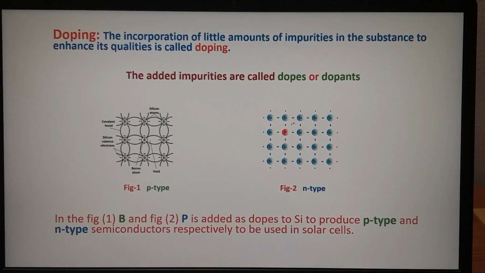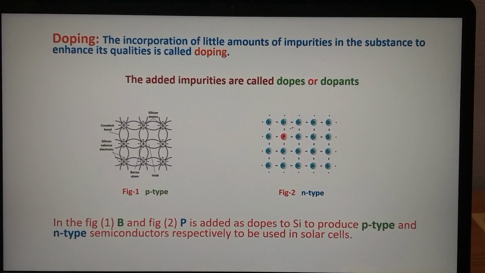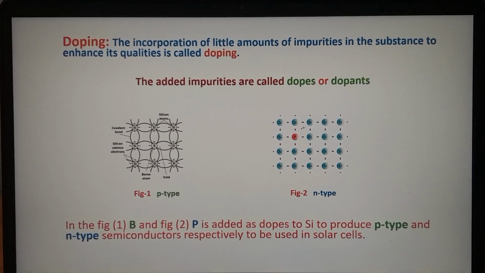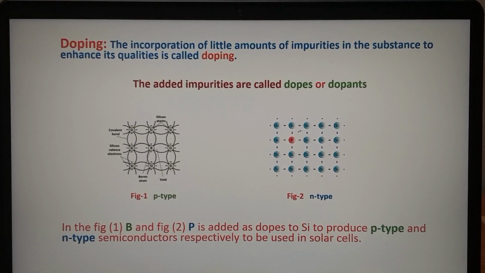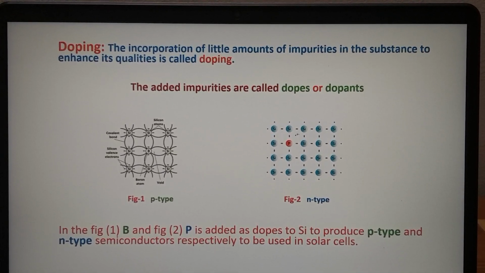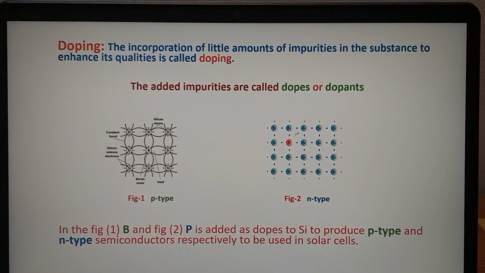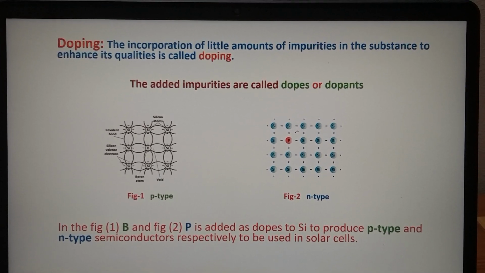The doping of silicon is the incorporation of little amounts of impurities in the substance to enhance its semiconducting qualities. And this process of adding the impurities is called doping. The added impurities are called dopes or dopants.